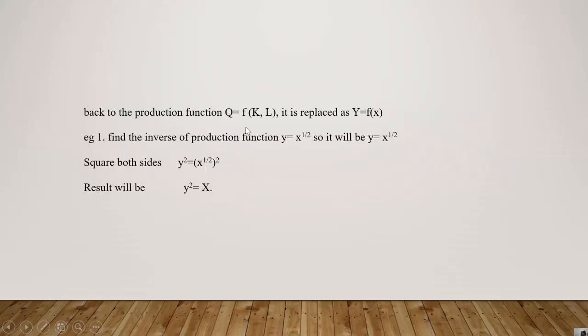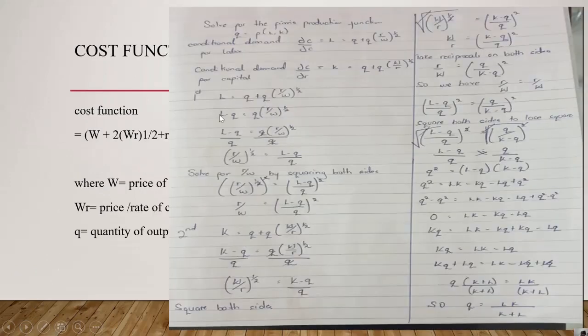Let me first define for you here the parameters that we are using. So we are saying that if Q equals F(K, L), it is replaced as y equals f(x). For example, if the inverse of the production function is y equals x to the power of a half, or the square root of x, this is what we are talking about, a very interesting subject here. So we'll choose to square both sides, and the result will be y squared equals x. Does that make sense? Definitely yes.